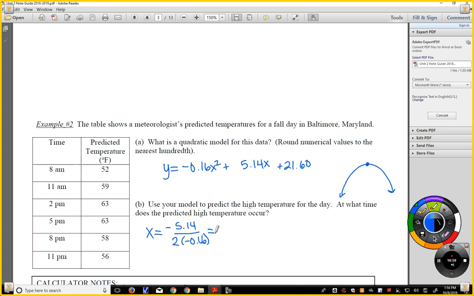I guess someone stole all my calculators. Thanks. Where did it go?